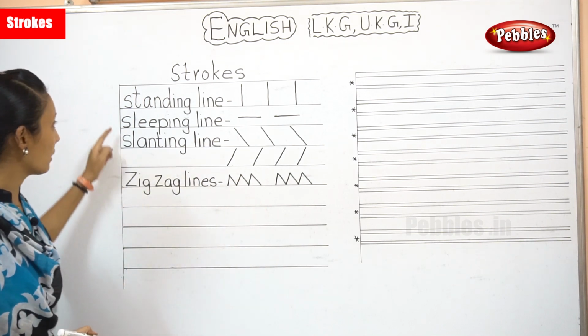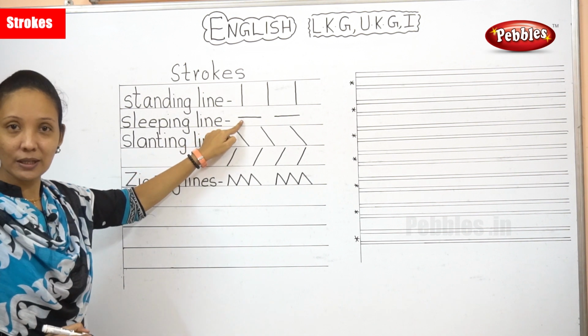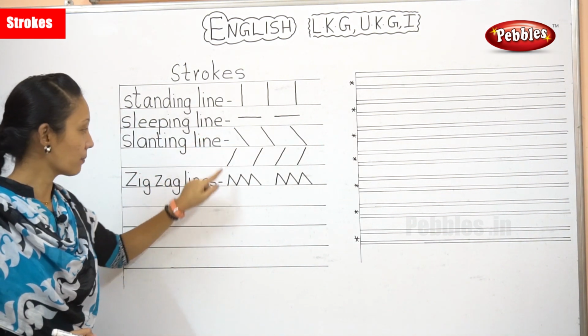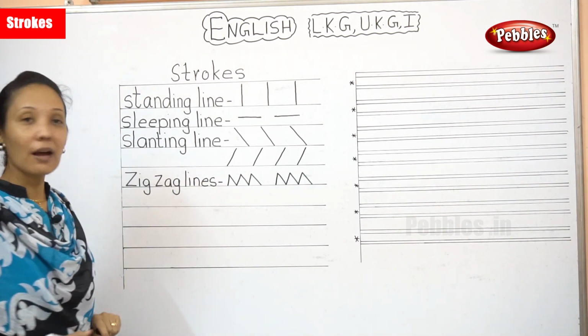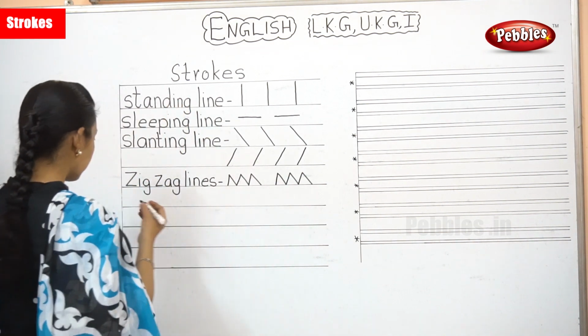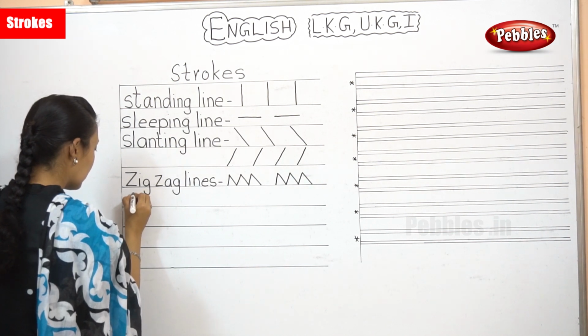Okay, so are you clear now, children? Standing line, your sleeping line, your two different types of slanting lines and your zigzag lines. Now after the zigzag lines, next what do you have? Yes, you have your curve.